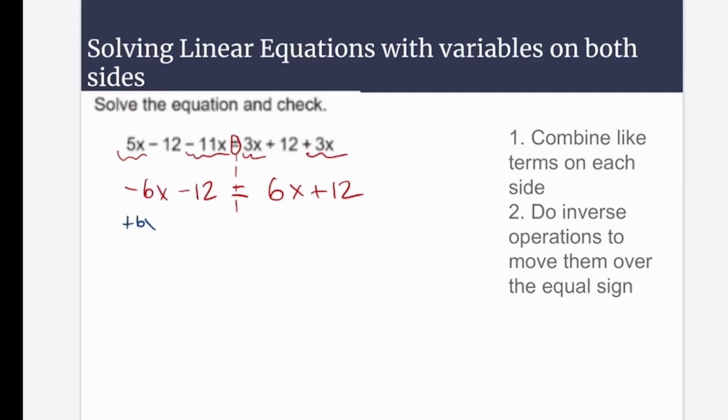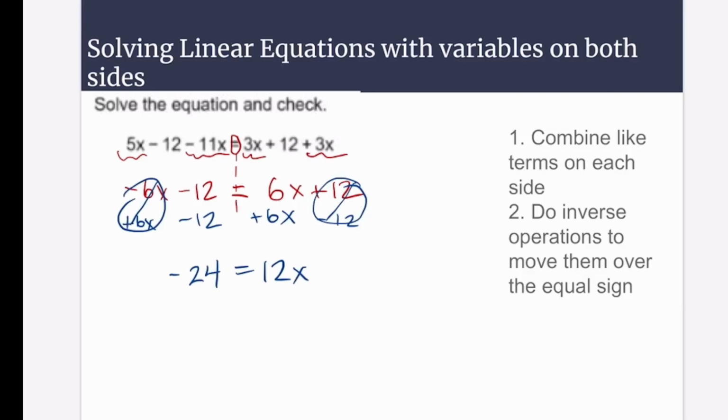So let's add the 6x to the right side. It doesn't matter which way you move it. And I'm going to end up subtracting 12 from the right side, moving that to the left side. So negative 24 is equal to 12x. 12 times x is 12x, so I divide by 12. And x equals negative 2.